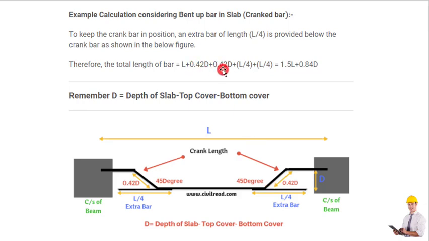We need to add both lengths of the bar, and then we need to add the length of the extra bars on both sides, L by 4 this side and L by 4 this side. So when you add up all these lengths, you will get the total length of the crank bar, which will be 1.5 L plus 0.84d, and d is the depth of what? The depth. We will get this depth by subtracting top cover and bottom cover from the depth of the slab. You can see this depth, which is represented by blue color in this figure. So the simplified formula to find the length of the crank bar is 1.5 L plus 0.84d, right?